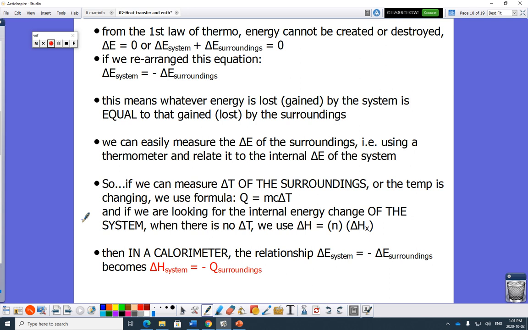So the way that we mathematically do that, because now you know positive is gaining, negative is releasing, if they're equal but opposite signs, then we can calculate, using the delta T, the enthalpy change in the system without having to put a thermometer in between the little reacting particles.